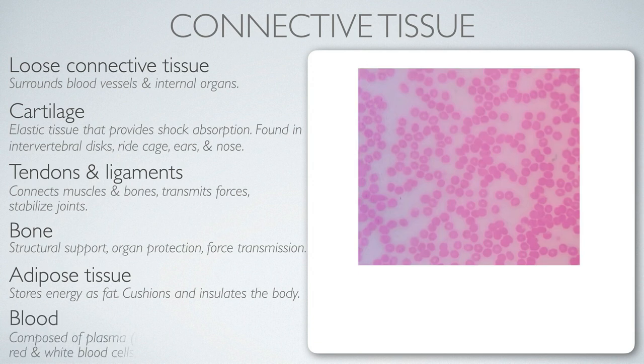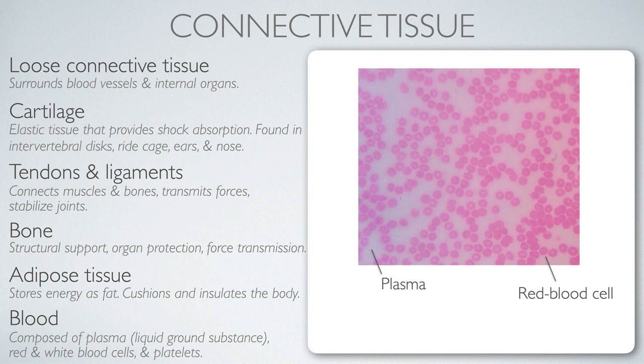Next up, we have blood. Okay, so blood is a connective tissue. It's composed of plasma. The plasma is a ground substance. It just happens to be a liquid ground substance. And in that liquid, we find the red and the white blood cells and the platelets that form blood. Okay, so the space in this section is the plasma, and what we see here are a bunch of red blood cells. All right, so we have a variety of connective tissue types.